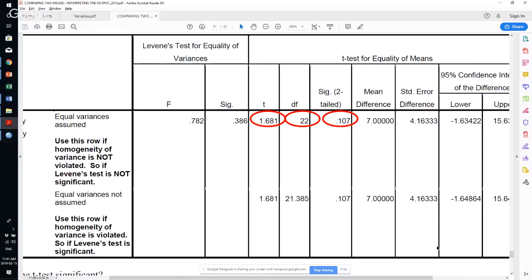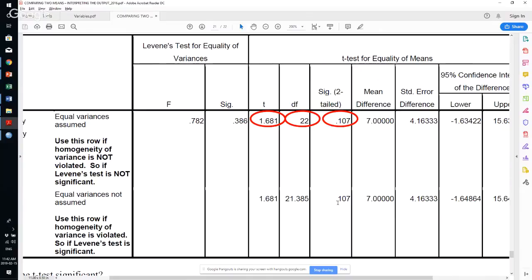Okay. You'll see here, there's 2 lines. Now the stuff in bold is what I've written. One says equal variances assumed. The other line says equal variances not assumed. So you don't freak out if Levene's test is significant, because if Levene's test is not significant, you report this t-test. If your variances are not equal, so Levene's test is significant, you report this one.